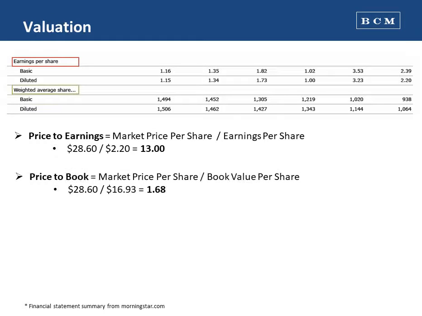The next multiple is price to book ratio, which uses book value per share as the denominator. Book value per share is calculated by dividing market cap by the number of shares outstanding. Book value per share is 16.93, which means the price to book value is 1.68.